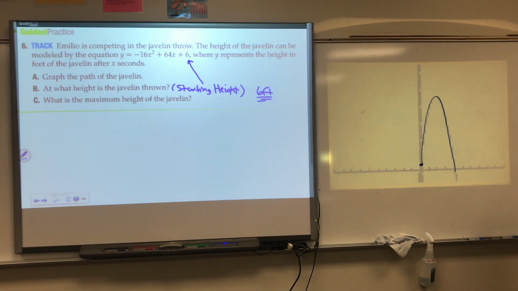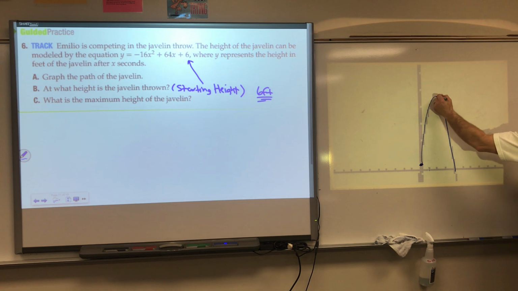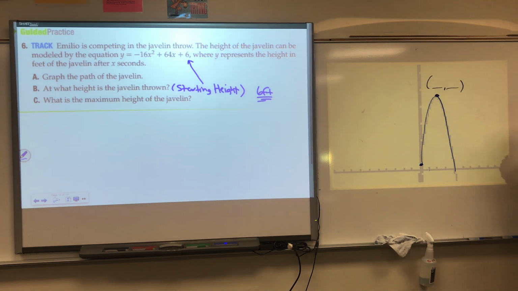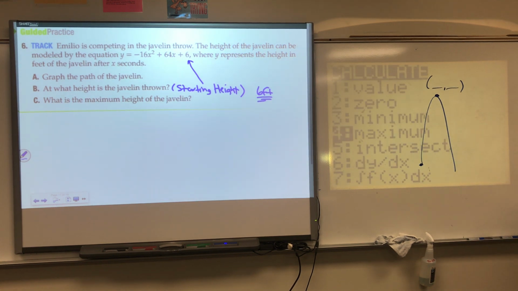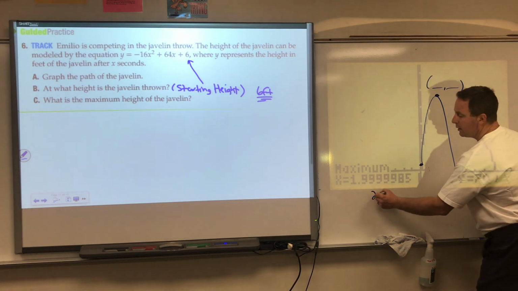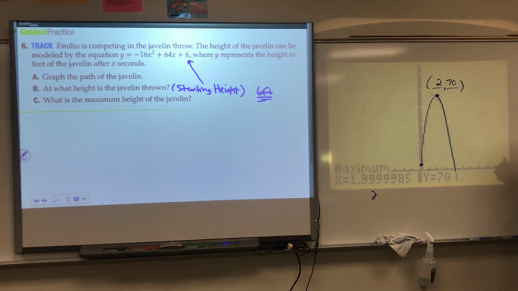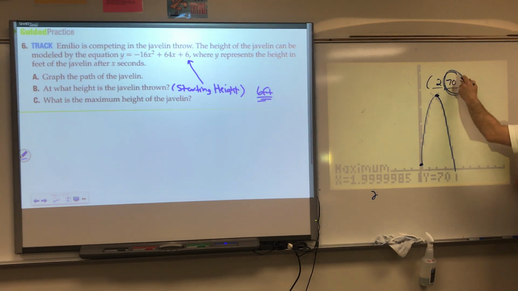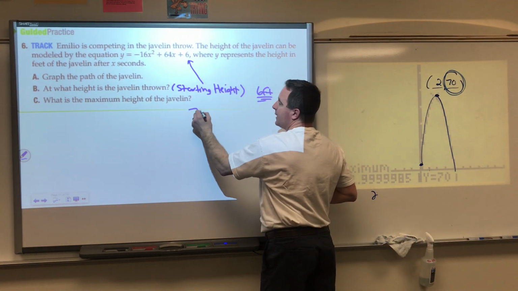Part C is, what is the maximum height of the javelin? Well, that's going to be up here at the vertex. This is a maximum again, so I'm going to go second trace, do number 4, maximum. I have to do a left bound. I'm going to get up close up there, press enter. Over the hump, right bound, press enter. And my guess, I'm going to go to the middle. My vertex looks like 1.999, and again, we're going to round that to 2. So it's (2, 70). To answer letter C, what is the maximum height? Again, the height is the y-coordinate. It's going to be 70 feet.